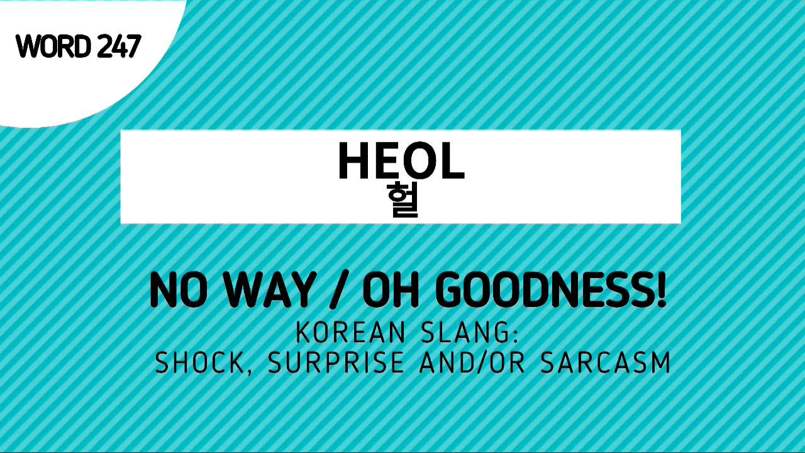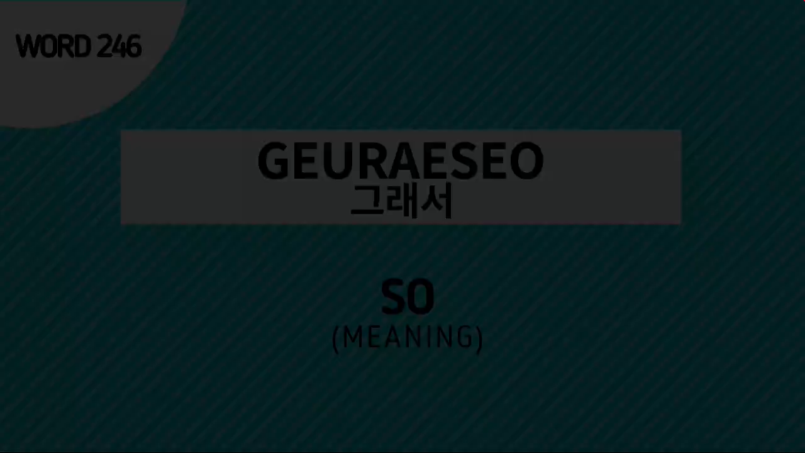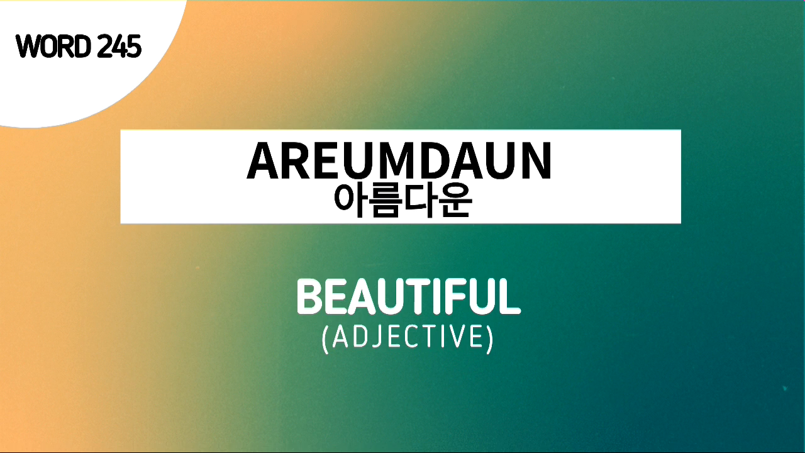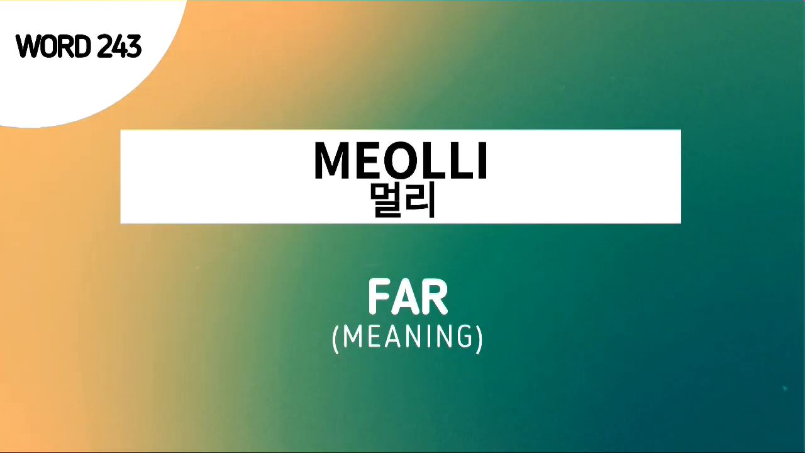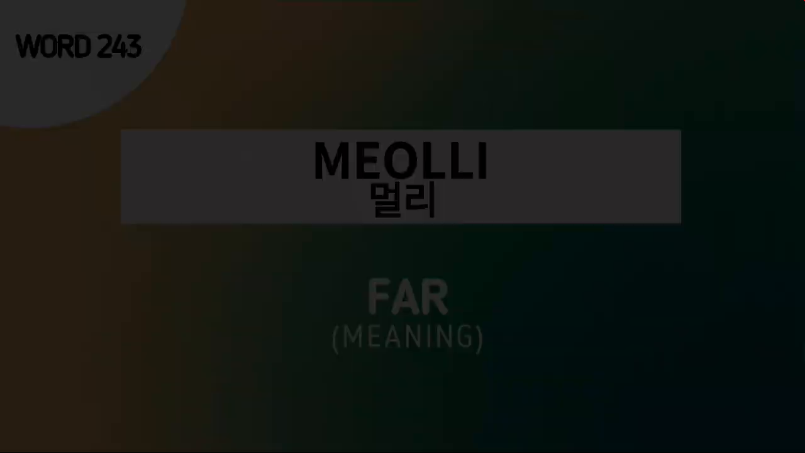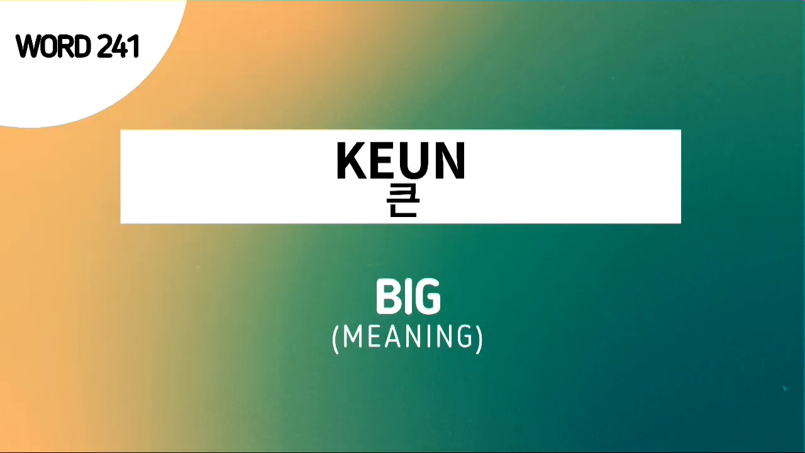Word number 247 is 헐. This is a Korean slang used to say no way or oh goodness to express shock, surprise, or sarcasm. Word number 246 is 그래서, which means so. Word number 245 is 아름다운, which means beautiful. Word number 244 is 나쁜, which means bad. Word number 243 is 멀리, which means far. Word number 242 is 작은, which means small. And the last for our review, word number 241, 큰, which means big.